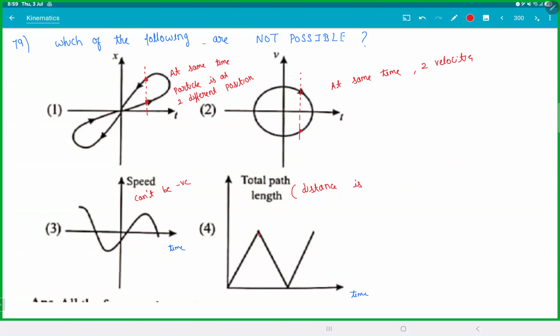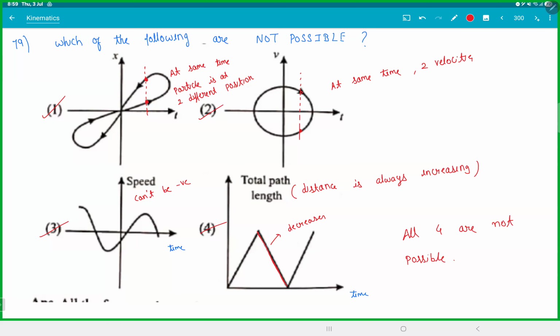You cannot have a graph like this. This part is a problem. You can't have a function decreasing. So here, this thing decreases. It doesn't matter whether you go front or back, distance will always increase. All four are not possible. Clear with this?